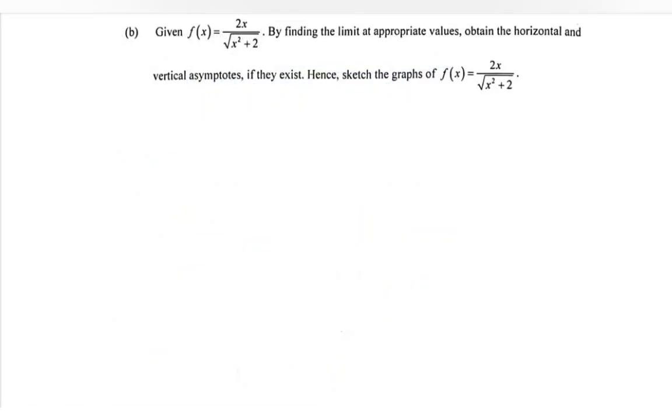Okay, next, kindly refer to part b. Given the function f(x) equals 2x over the square root of x squared plus 2. By finding the limits at the appropriate values, obtain the horizontal and also the vertical asymptotes, if they exist, and hence sketch the graph of the function f(x). So, step number 1, find the domain.